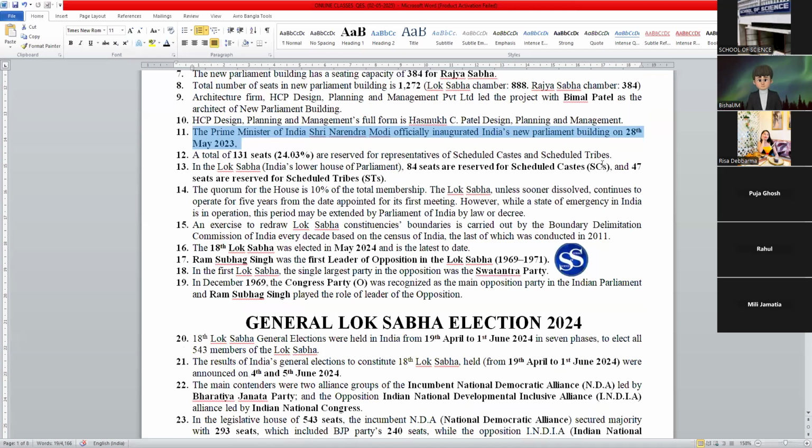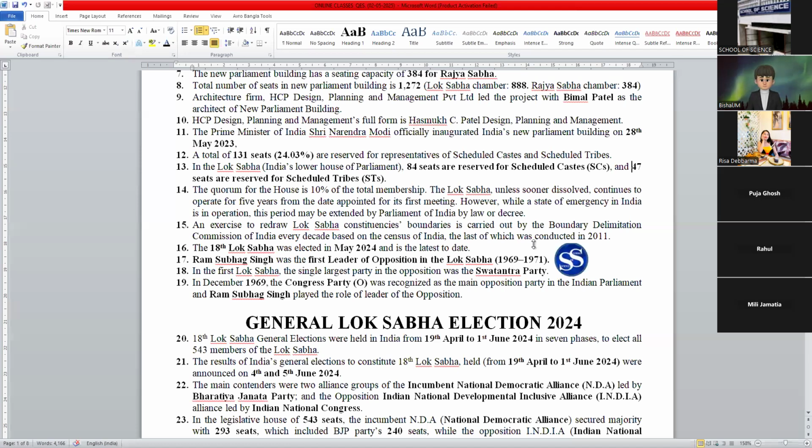Now, point number 12. A total of 131 seats, that is 24.03%, are reserved for representatives of scheduled caste and scheduled tribes. Point number 13. In the Lok Sabha, India's lower house of parliament, 84 seats are reserved for scheduled castes and 47 seats are reserved for scheduled tribes.